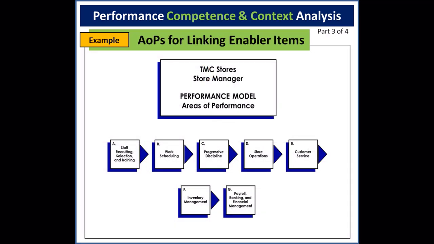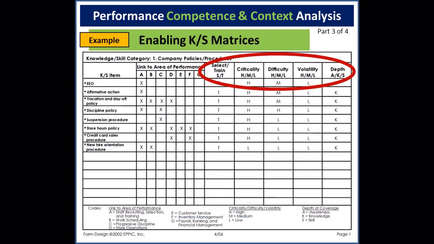Here are the seven areas of performance that I was using for that example here, and you can look at those. We also gather this other data to later inform our instructional design efforts. Now, if I were looking at enablers that weren't knowledge and skills, and looking at physical attributes or data and information requirements from the environment, the headers on these columns would change a little bit. But again, here we're focused on knowledge and skills.